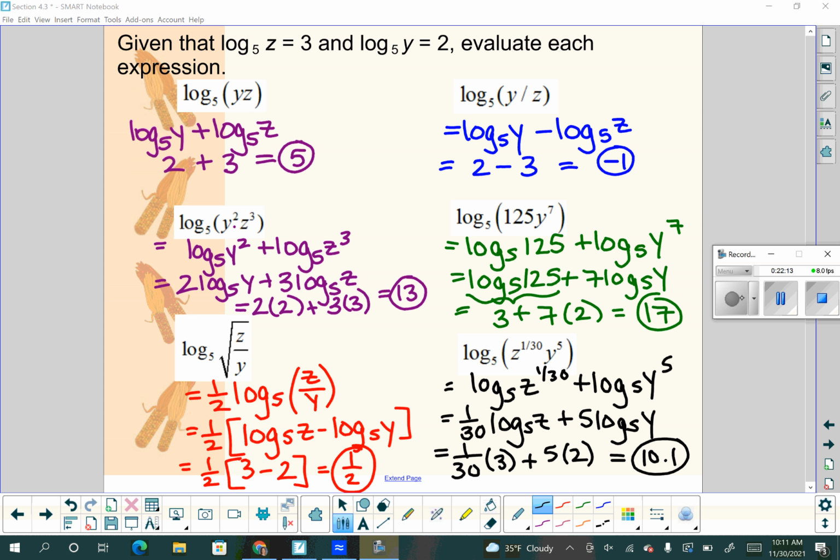Down here, expanded completely, and these guys distributed the 1/2 through. You don't have to do that. You can leave it up front if you want, but either way, when you substitute in, you should get a 1/2. And then last but not least, you're going to have 1/30 times 3 plus 5 times 2, which is going to give you 10 and 3/30 or 10.2.